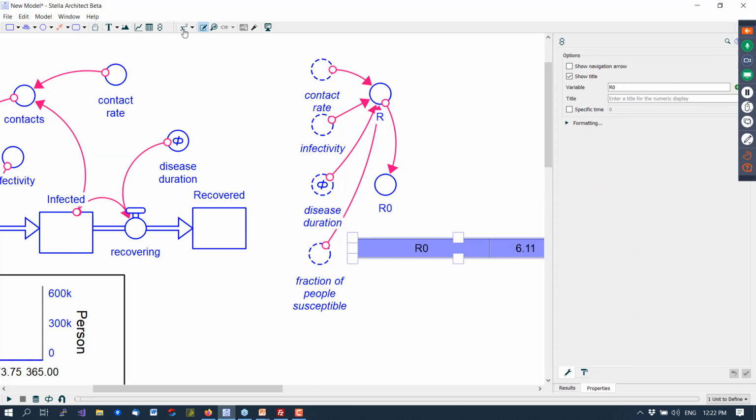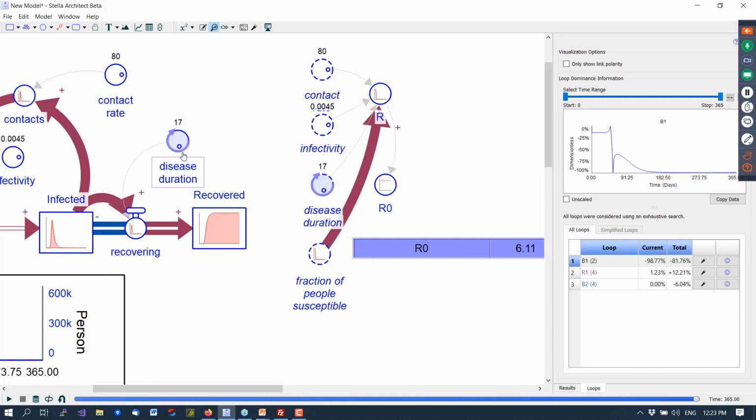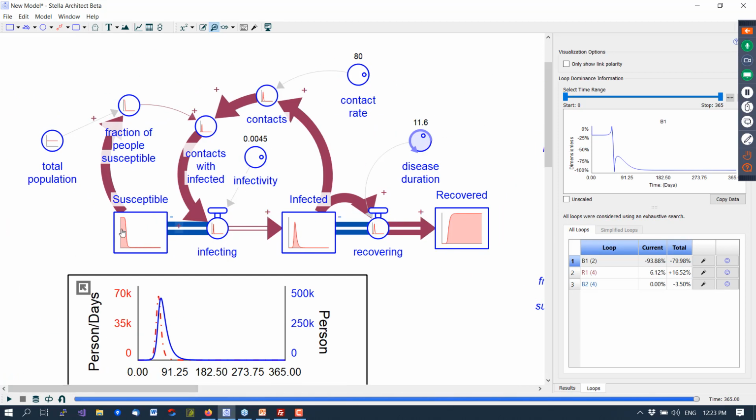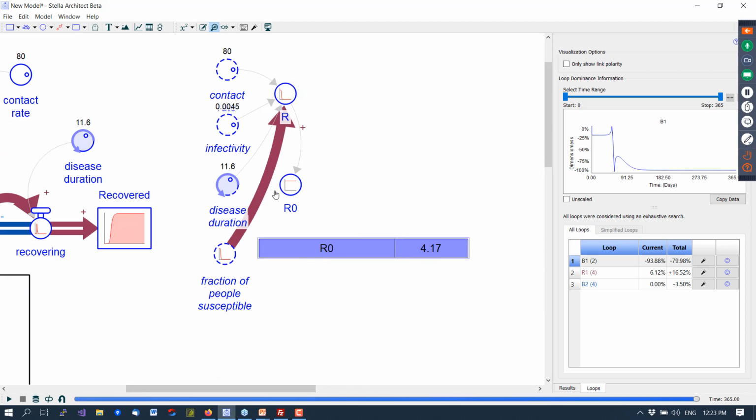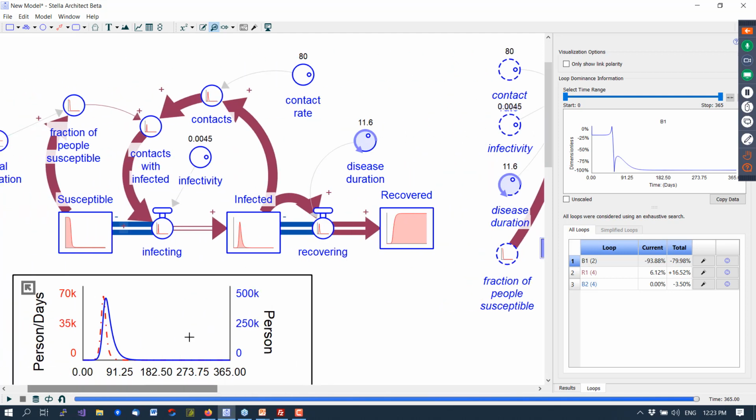So a bigger disease duration gives you a larger R naught. A shorter disease duration gives you a smaller R naught. And if you go back to thinking about this original model that we had, just susceptible and infective, that's the same as saying that the disease duration is infinite. And so you can imagine in that case, the R naught of the disease is also infinite, which is why you're guaranteed in that kind of a setup, no matter how small infectivity or the contact rate is, eventually everyone will move from one stock to the other stock.